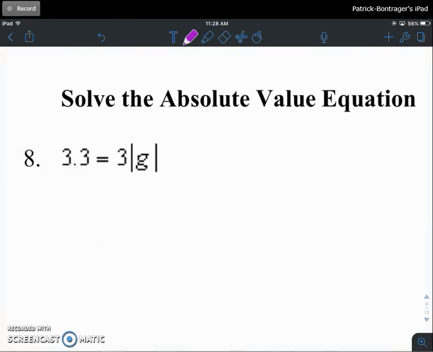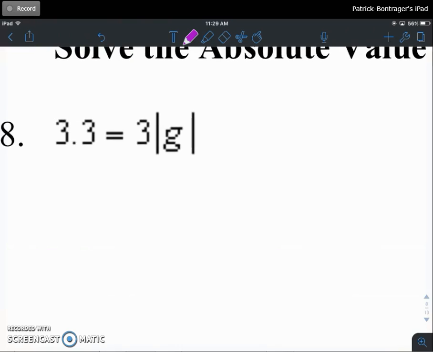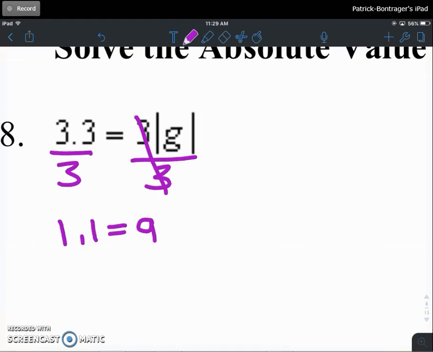Alright, back to our absolute value equations. Divide by 3. 3 and the absolute value of g are connected through multiplication, so I'm going to divide by 3. We get 1.1 equals the absolute value of g. So what numbers have a distance of 1.1 away from 0 on a number line? They are 1.1 and negative 1.1.